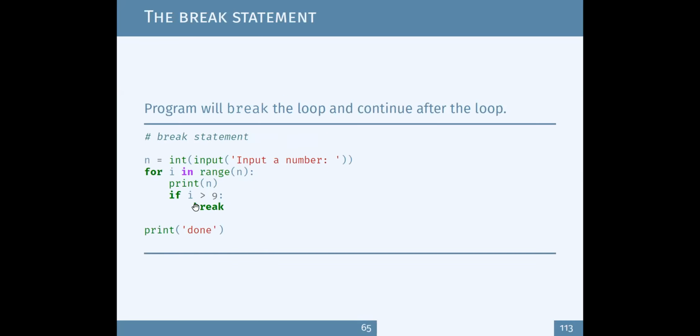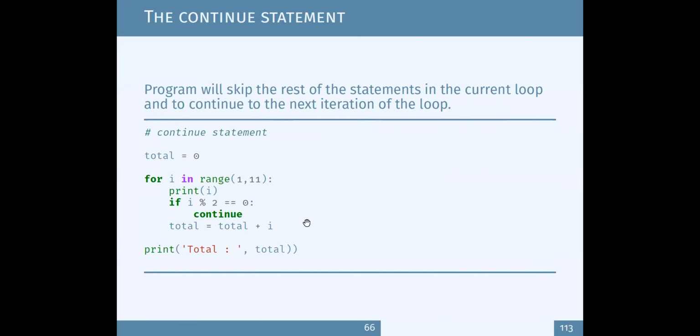The break statement means in Python, whenever you meet the break, you will come out of the loop. So here it says when i is greater than 9, then you are going to break. The next one is the continue statement. In continue, it will go to the next iteration without executing anything after it. For example, when Python meets the continue statement here, it will go to the next iteration.